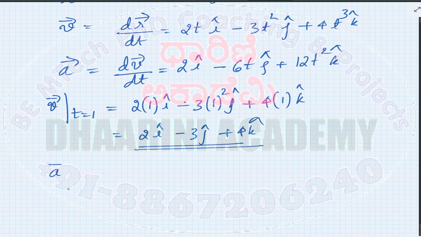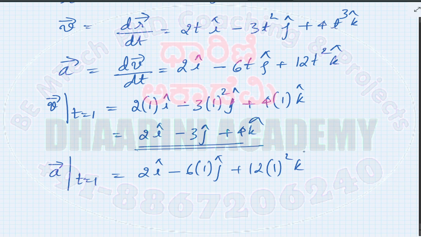I need to calculate acceleration at t equal to 1. That means substitute the same thing. So this is 2 i cap minus 6 into 1 j cap plus 12 into 1 square k cap. So the answer is now 2i minus 6j plus 12 k cap.